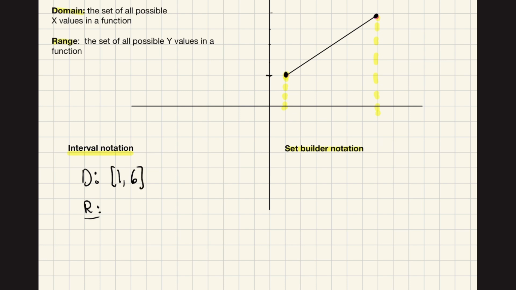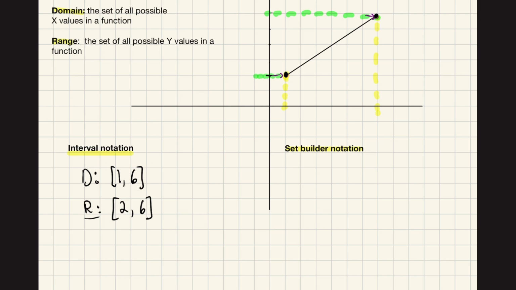Now for the range, same thing, we're looking at the y values instead, where I can see that the minimum y value is 2 and the maximum y value is at 6. And so we're going to write 2 and 6, and we're going to enclose those as well in square brackets because I can actually see that these are points on the graph.